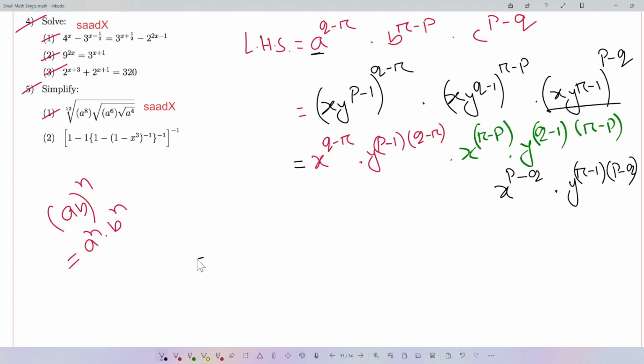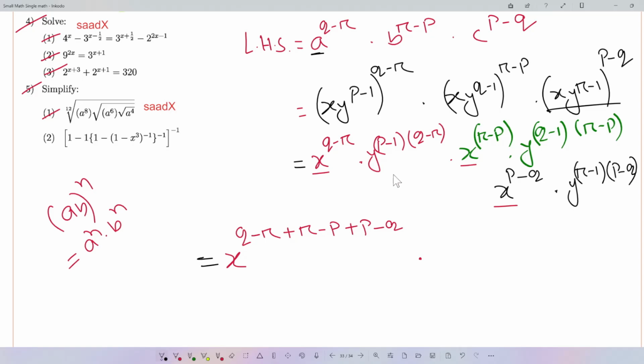How? We can start from here. It's looking big. Look, here is x, here is x and here is x. So once the bases are the same, in a product the powers will be added. So we can write x to the power q minus r, then plus r minus p, then plus p minus q. Very simple, right?